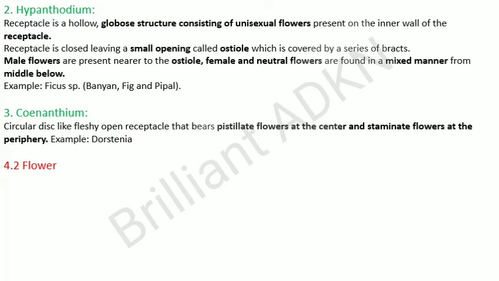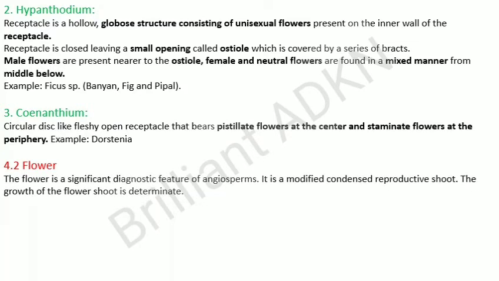Next topic, we are going to see the flower. What does it mean by flower? The flower is a significant diagnostic feature of angiosperms. It is a modified condensed reproductive shoot. The growth of the flower shoot is determinate. Now we are going to see the parts of the flower. There are two parts, that is accessory and essential.